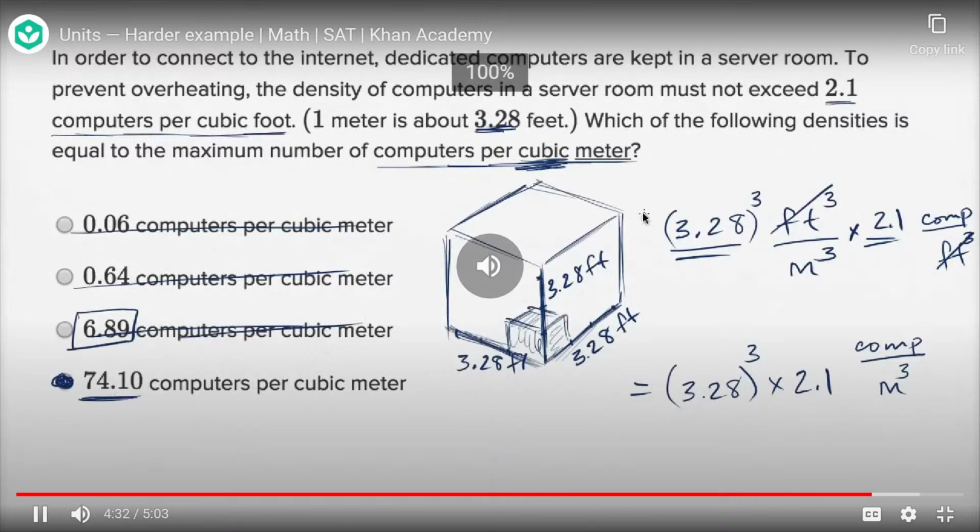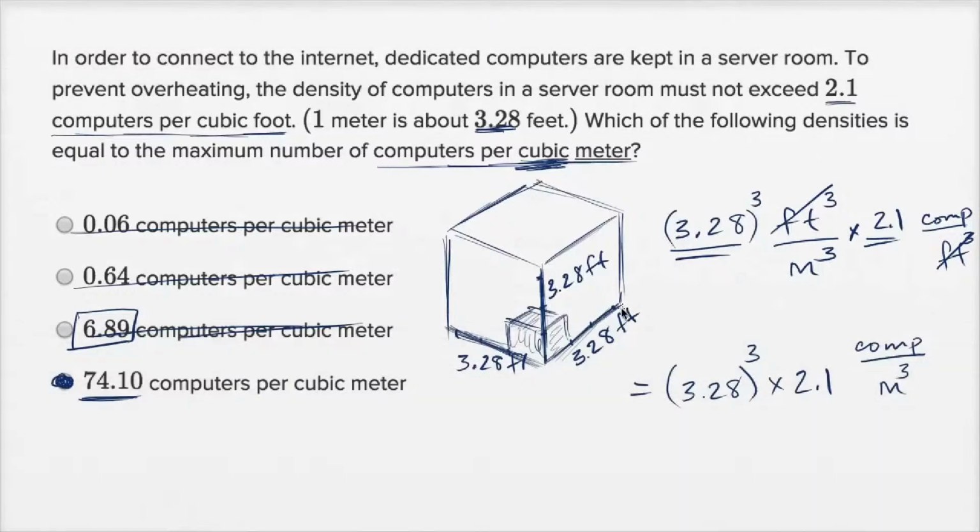This is kind of an answer to pick if you forgot to convert how many cubic feet are per cubic meter, and if you just kept things in linear meters and feet. Because then you might say, okay, I have 2.1 computers per cubic foot, and I'll have 3.28 as many feet per meter, not thinking in terms of cubic feet and cubic meters. If you take 2.1 times 3.28, that's probably this choice here. I haven't multiplied it out, but that looks like 6.89. So that's where this answer actually came from.